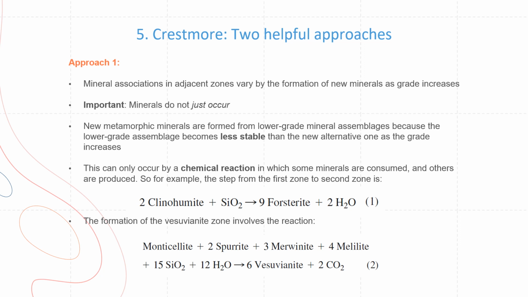Mineral associations in adjacent zones vary by the formation of new minerals as the grade increases. It is important to note that minerals don't just appear out of nowhere. New metamorphic minerals are formed from lower grade mineral assemblages because the lower grade assemblage becomes less stable, and then the new alternative one forms as the grade increases. And this can only occur by a chemical reaction.